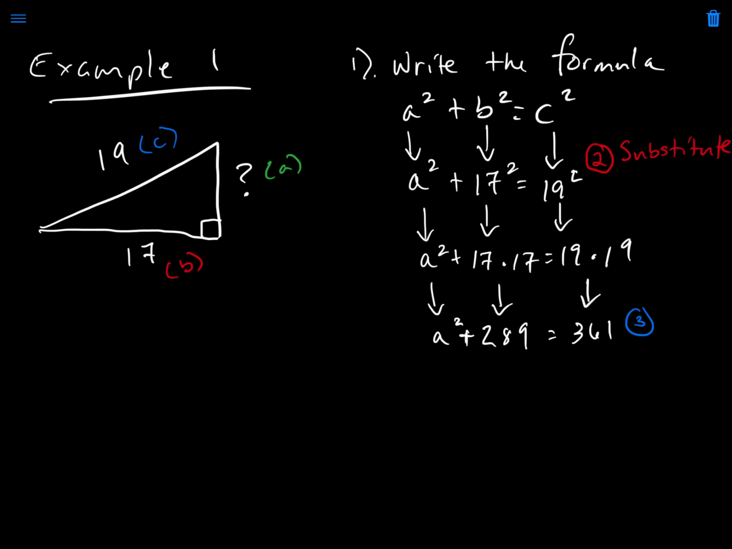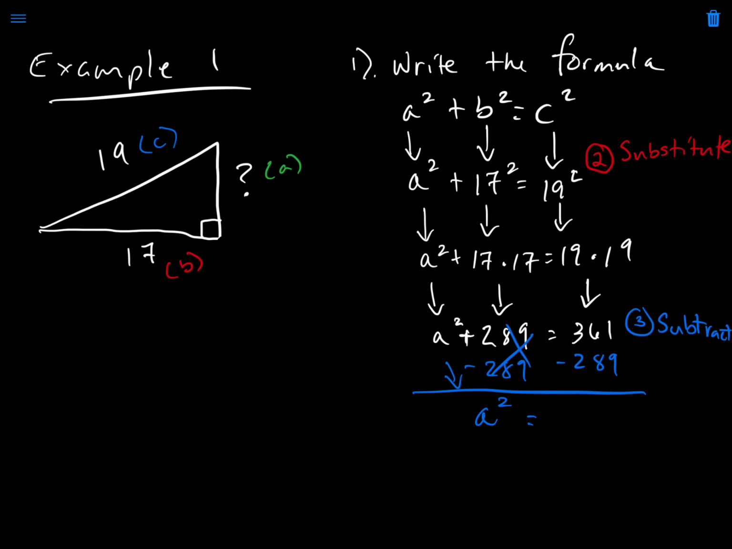I'm going to subtract. Now, this is very important to know that we only do this if we're trying to find the leg A or B. We don't do it if we're trying to find the hypotenuse. I'm going to show you an example where we have to find the hypotenuse soon. So I go ahead and subtract both sides. Minus 289. That goes away.